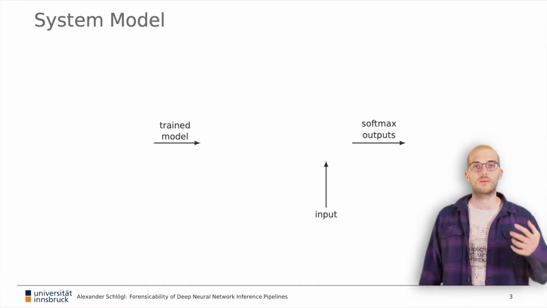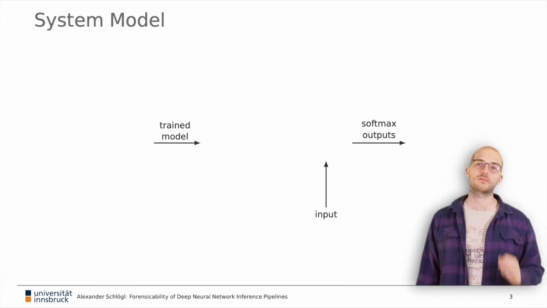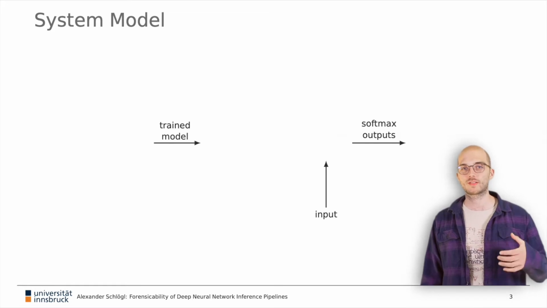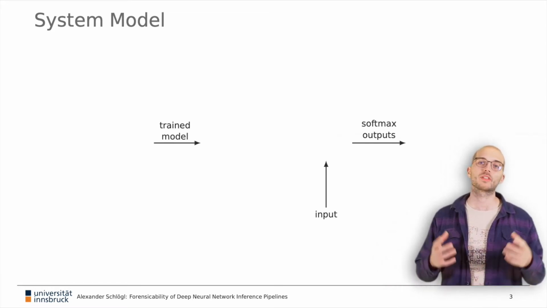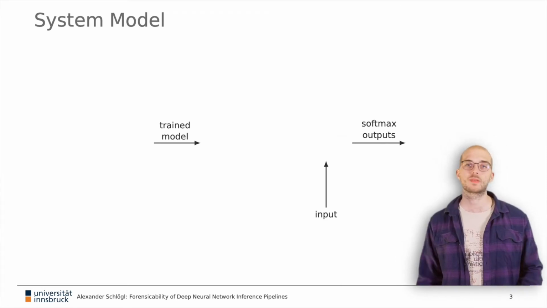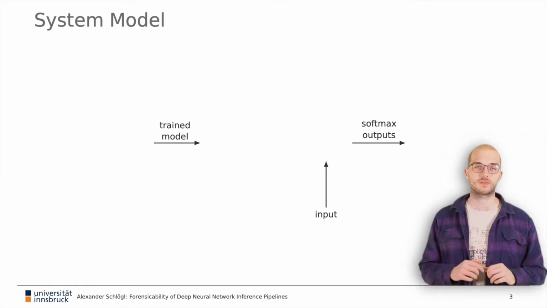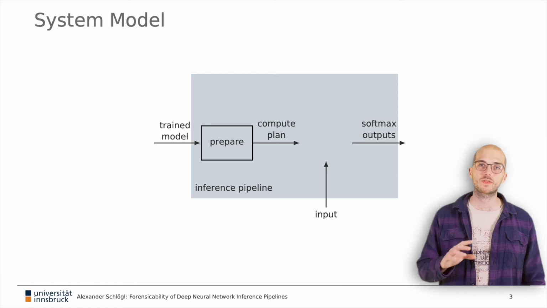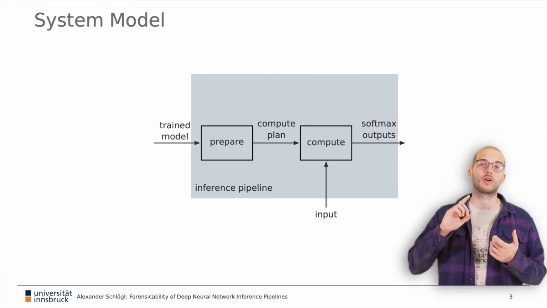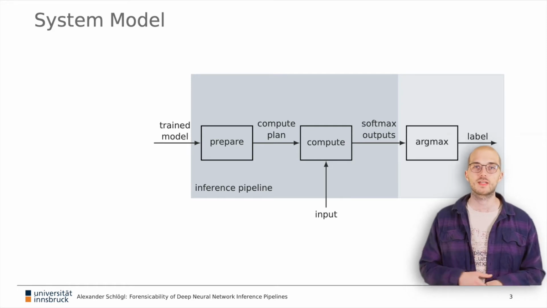To organize our analysis, we construct a system model of the standard machine learning inference pipeline. When we want to perform classification, we want a predicted label for some given input by using a previously trained model. This usually happens via some framework, TensorFlow in our case, which handles all the complicated intermediate steps for us. These intermediate steps involve preparing the compute plan, performing the actual computation, and then optionally applying an argmax to the classification confidences to obtain the final label.